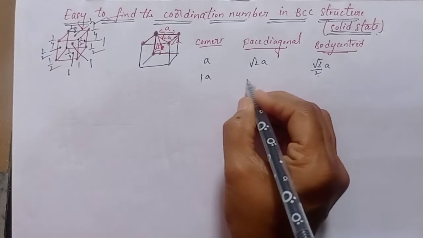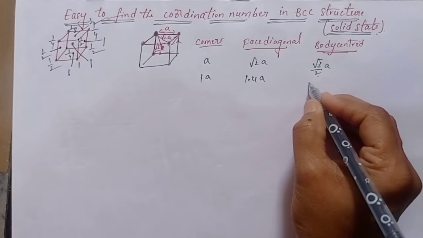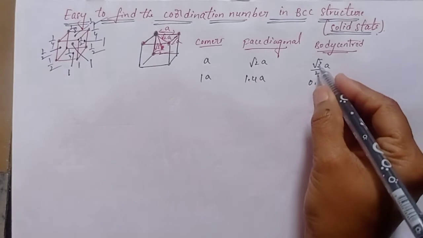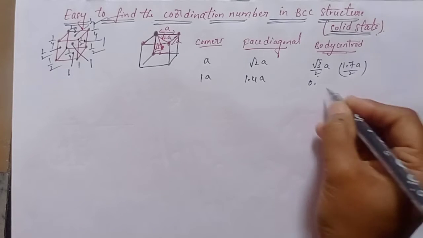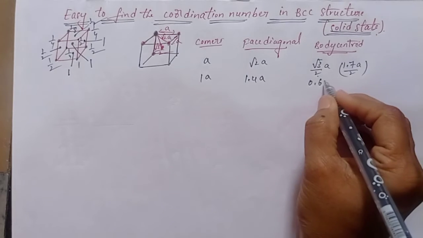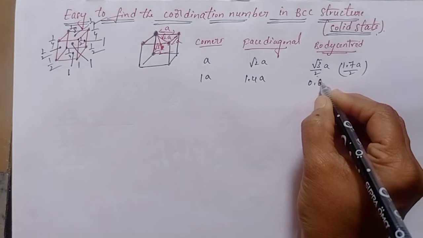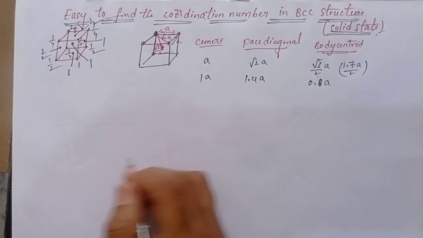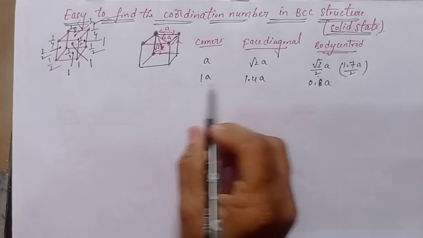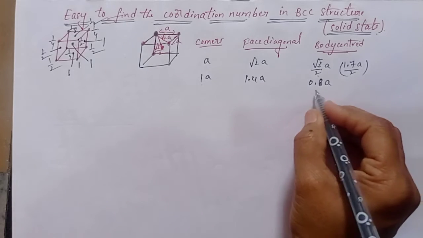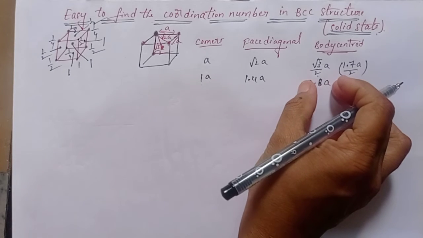Now this value is 1a. This is 1.4a. This value: root 3 means 1.7, so 1.7a by 2. That means you will get 0.8, correct? 0.8a you will get, clear this one? 0.88. Now which is the smallest value, students? Here 1a, 1.4a, 0.8a. This is the smallest value, so this is the first nearest.